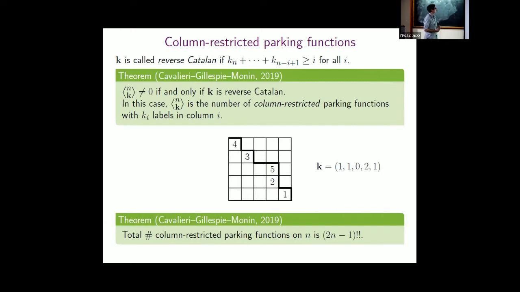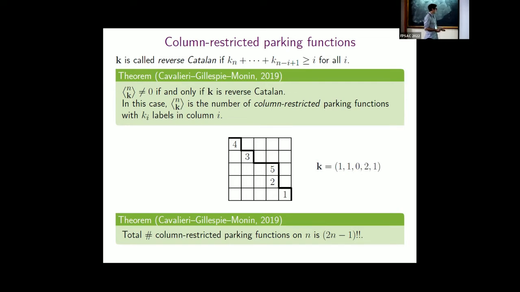They give a condition for when they're non-zero. This is when the sum of the last I entries is at least I. And in that case, you can turn it into a Dyck path by having ki many labels in the ith column. This is maybe reversed left to right from how people usually draw Dyck paths. And they gave these combinatorial objects called column restricted parking functions, which I'm not going to define. They're a subset of parking functions that count these asymmetric multinomial coefficients.